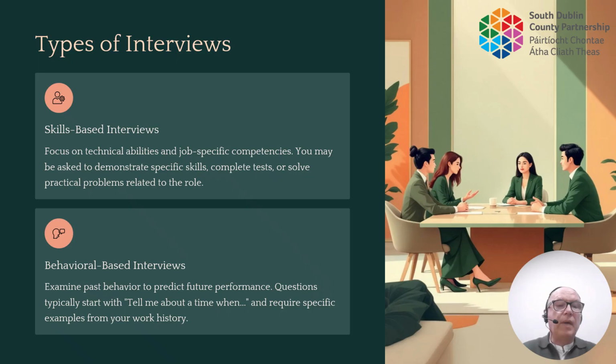And then behavioral based interviews examine past behavior to predict future performance. Questions typically start with tell me about when and a time when, and require specific examples from your past work history. As I said, it's a little bit more along the lines of what most people would think is synonymous with interviews, sometimes one to one, sometimes a group, sometimes a panel, but they are asking you for a backstory associated with your career trajectory to date.